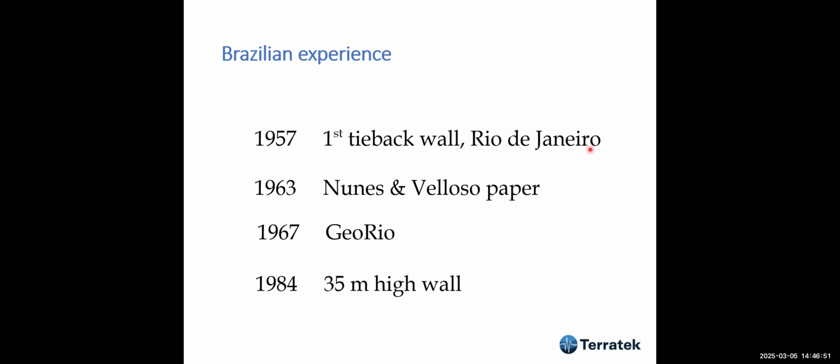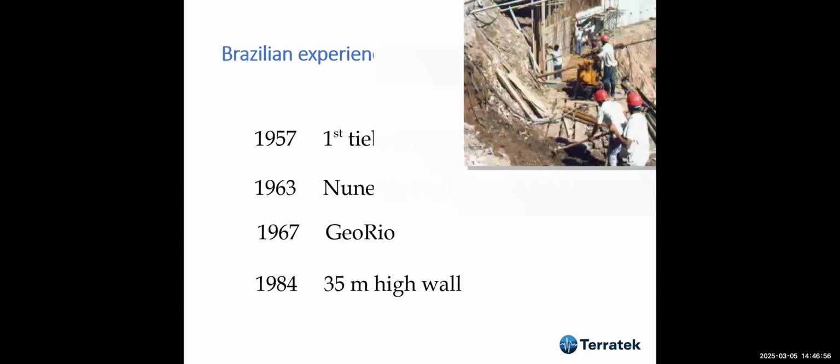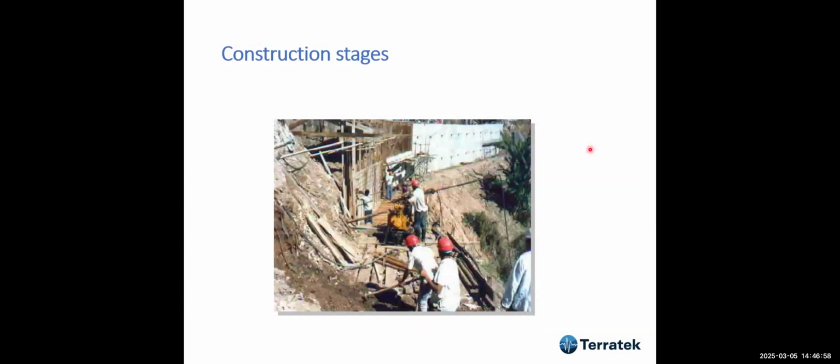And 1984 was also a milestone because we have this 35 meter high wall, perhaps one of the first so high with soil nailing. It was a mix. We saw nailing and ground anchor as well. I'm going to show you that. The construction stages for this were developed by Professor Nunes. Construction stages for tieback walls.